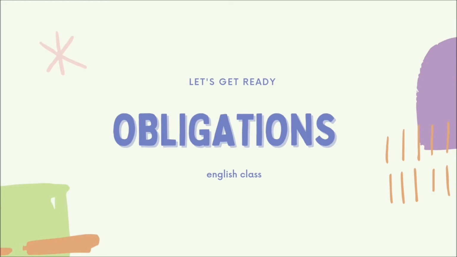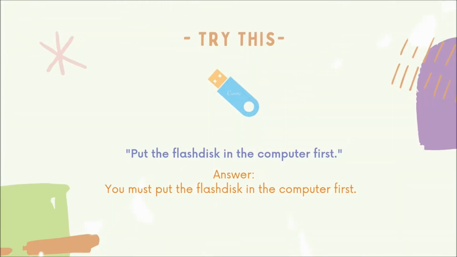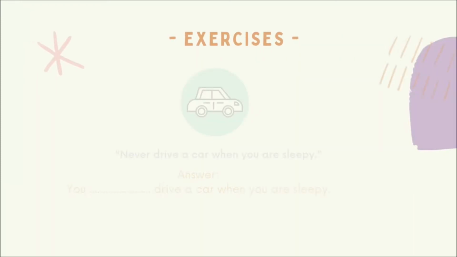After this, we have a quiz, and you can answer the questions so you can understand how to use the modal verb for expressing obligation. Before that, look at the example. There is a picture and the caption: put the flash disk in the computer first. The obligation sentence: you must put the flash disk in the computer first. So it's time for the quiz.